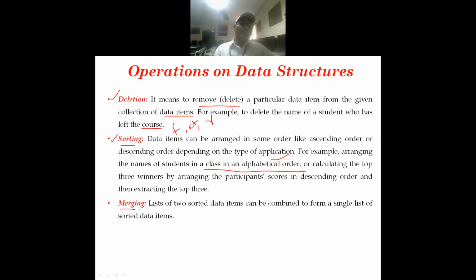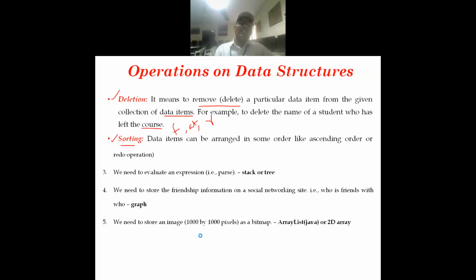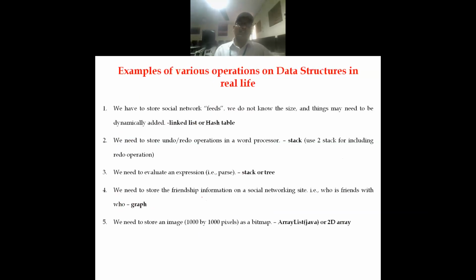Another important operation is merging. Merging is when we are given two sorted lists of data items, and these two sorted lists are combined to form a single sorted list of data items. That is what we call a merging operation. So these are the important operations that we can perform on data structures.